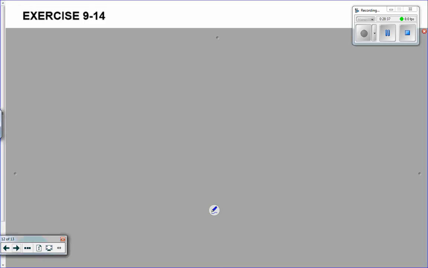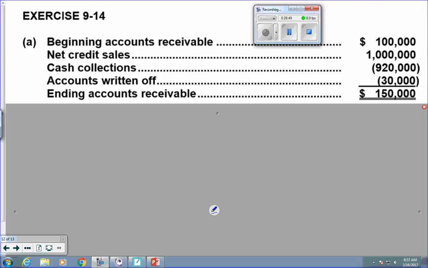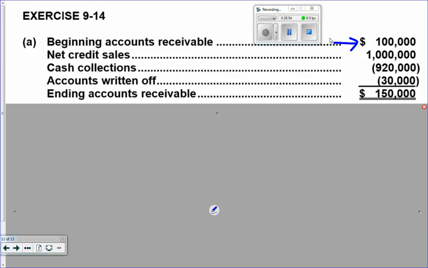The second one you did asked for a little bit more information. They basically said, instead of just being given numbers, you had to go hunt for them a little bit. So what was your beginning AR? And here's your ending AR, which you're going to need to figure out your average. Credit sales of $1 million minus collections that came in minus accounts that were written off got to the 150. I want to see how you were presented this in the book.